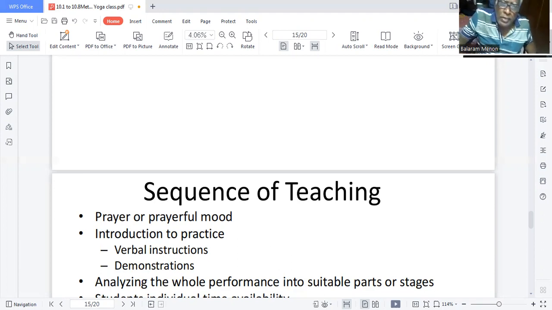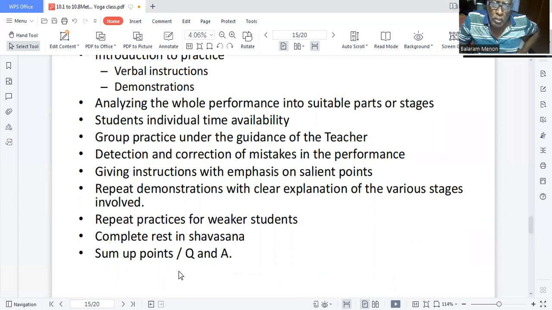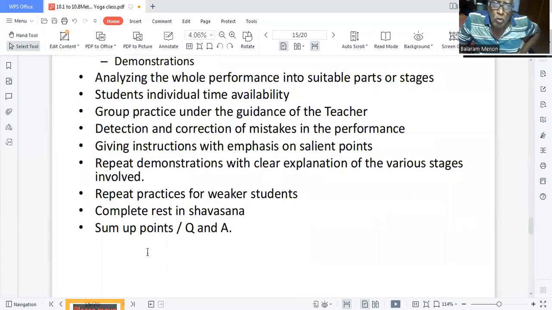Prayer or prayerful mode, introduction to the practice, verbal instructions, demonstration, analyzing the whole performance into suitable parts or stages, students' individual time availability, group practice under the guidance of the teacher, detection and correction of mistakes in the performance, giving instructions with emphasis on the salient points, repeating the demonstrations with a clear explanation of the various stages involved, repeated practices for weaker students, complete rest in Shavasana, some questions and answers.